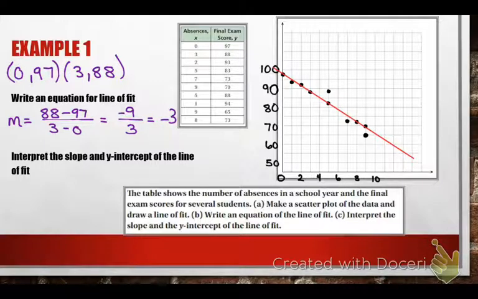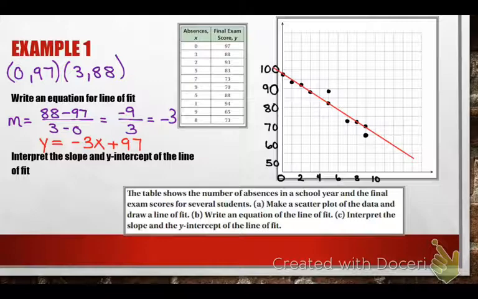Now, do I have all the information I need to write my equation? Yes, I do, because one of my ordered pairs had a 0, so the other number is my y-intercept, just like we learned in chapter 4. There it comes again, right? So y equals -3x plus 97. So everybody see how I got that equation?